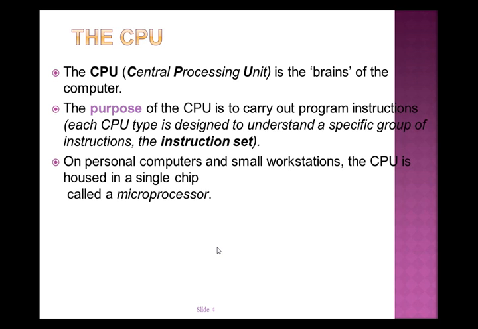On personal computers and small workstations, that is, the desktop or the laptop, the CPU is housed in a single chip that is known as the microprocessor. So on a personal computer, the CPU is housed in a single chip known as the microprocessor. So CPU is a wider term and microprocessor is a narrower term. The microprocessor is included in the CPU. There is one chip available in the CPU that is known as the microprocessor.